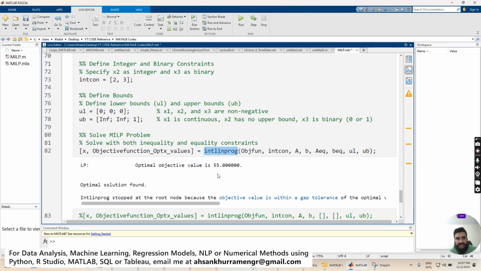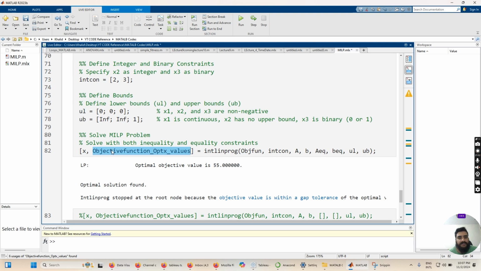So let's move on and define our function here. This is the function intlinprog, and we are passing a number of input arguments to it. Before we jump into the function, after doing the calculation, intlinprog will give us the values of variables x1, x2 and x3, which will be stored in this variable x. It will also give us the optimized, in our case minimum, value of the objective function, which will be stored in this variable fval.